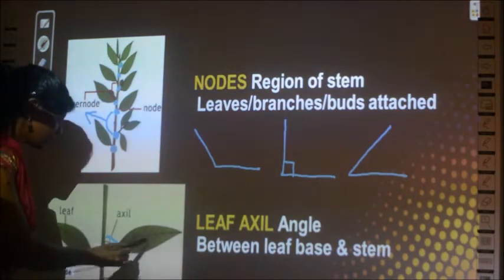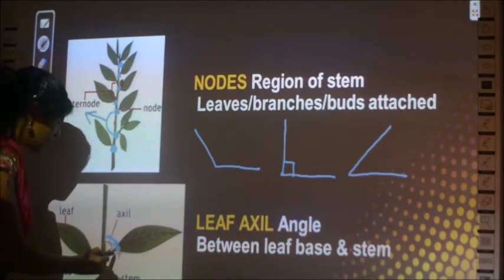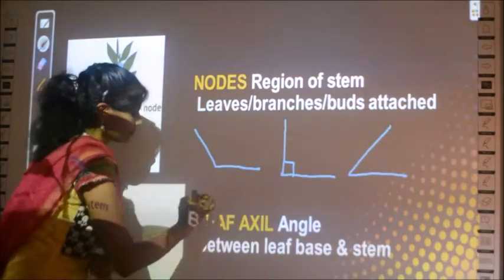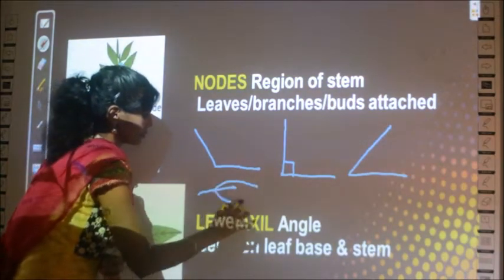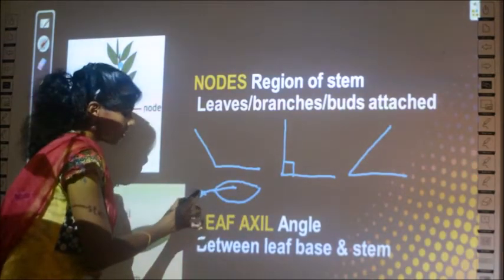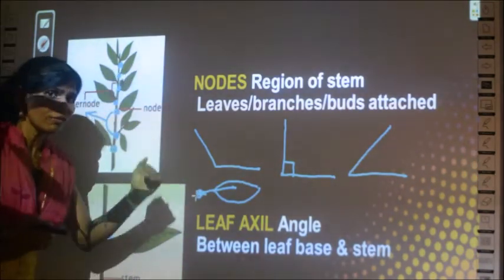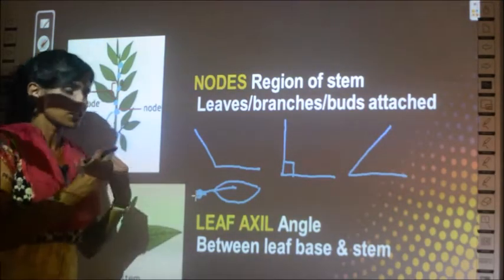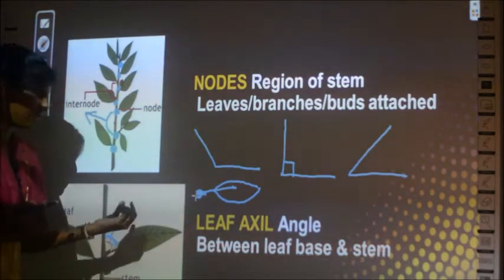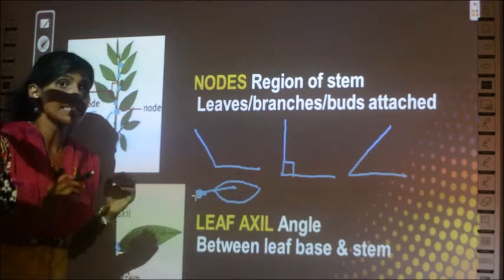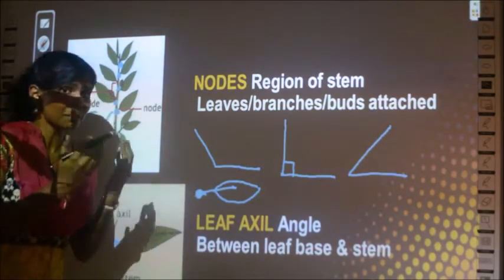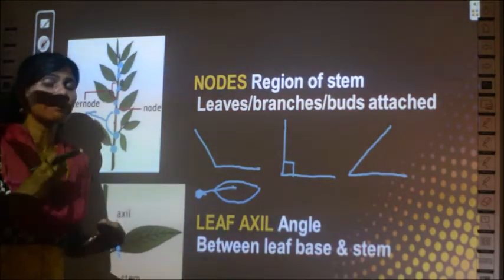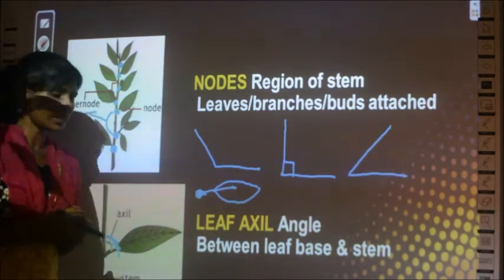Which is the leaf base here? This is the leaf and this is the base of the leaf. See, if there is a leaf, the base of the leaf is called the leaf base. That is the lowermost portion of the leaf where the leaf is attached to the stem. It is called the leaf base. The portion of the leaf where it attaches to the stem is called the leaf base.